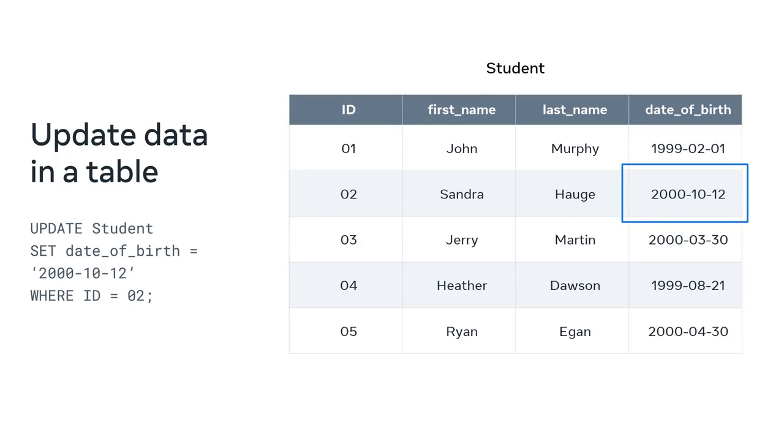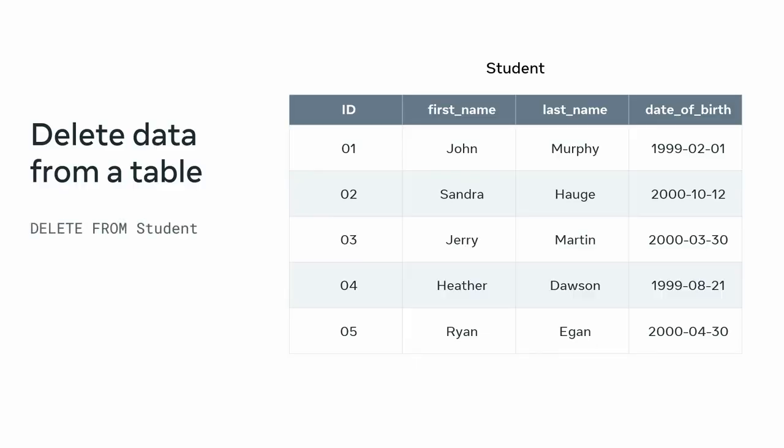to 2. It's also possible to delete data from a table. Let's delete the table record for the student with the ID of 3 using the delete syntax. First, I type delete from, then the table name. This tells MySQL where the data must be deleted from.